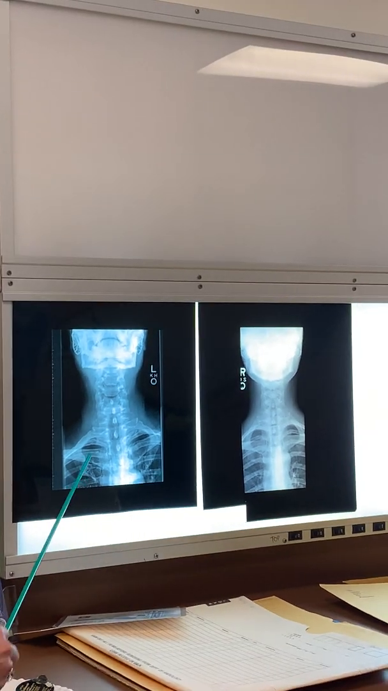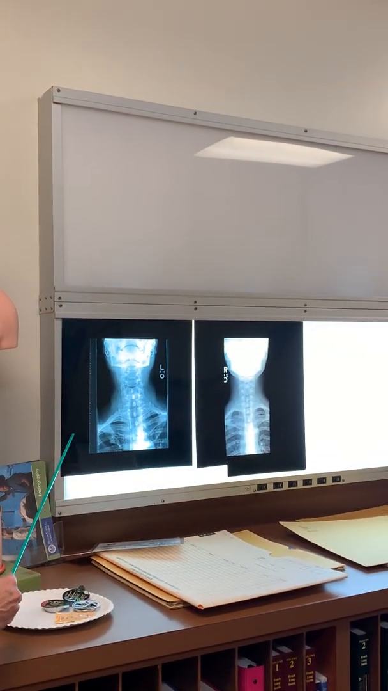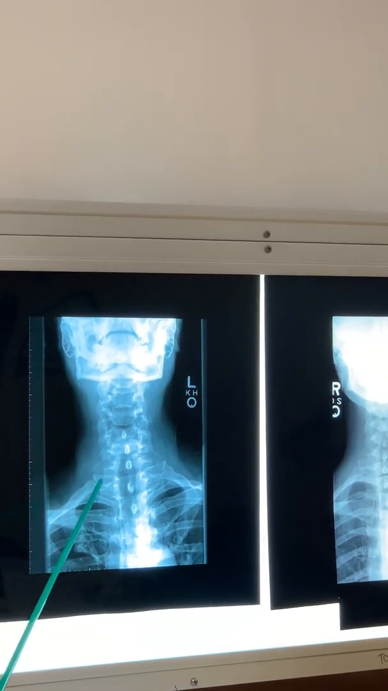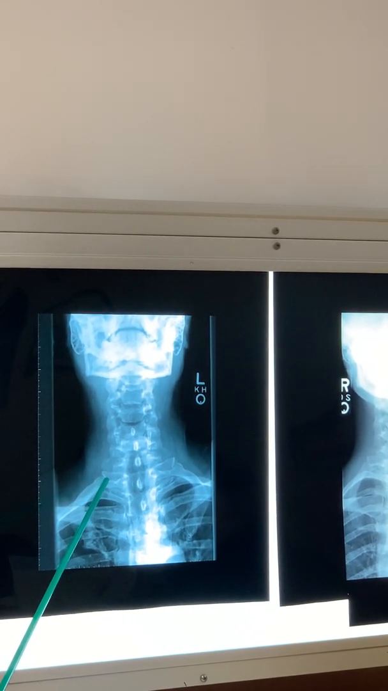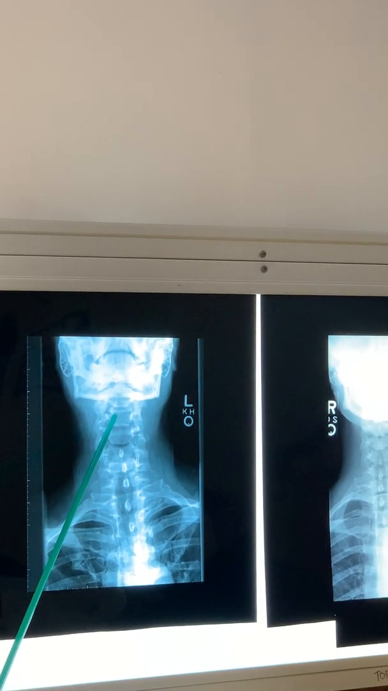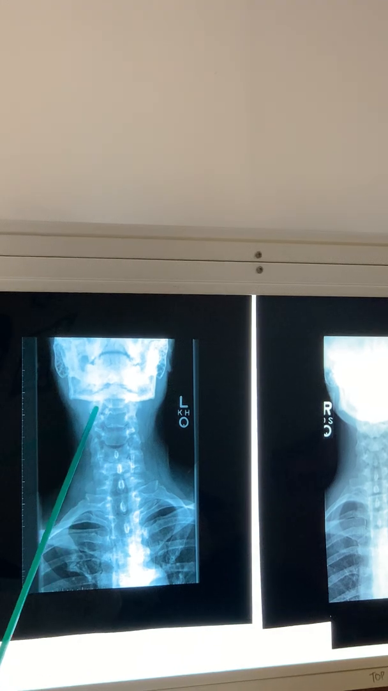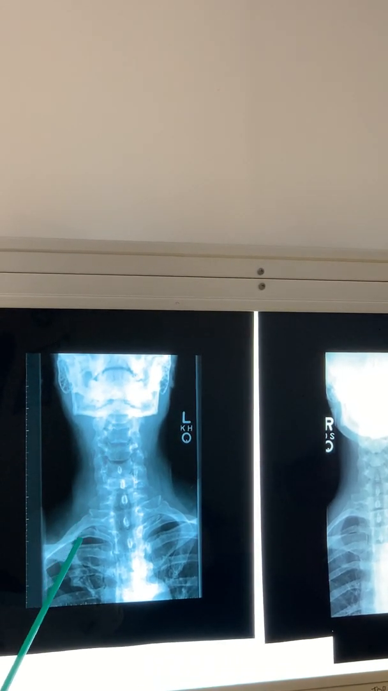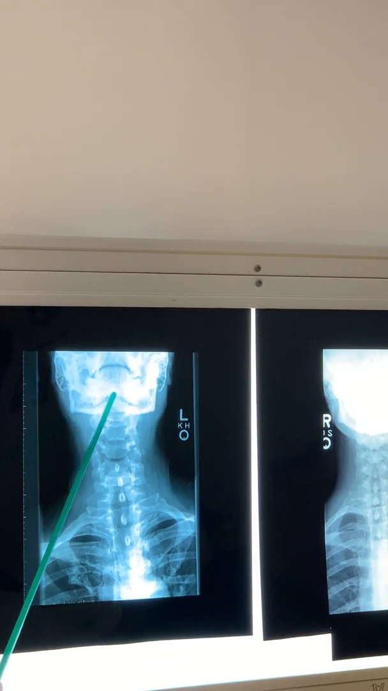Okay, so let's go over this one first. So here's T1, because we can see the last rib. So that's 7, 6, 5, 4, 3, a little bit of 2, not a whole lot. I can even see the odontoid here. And the spaces, which are what?